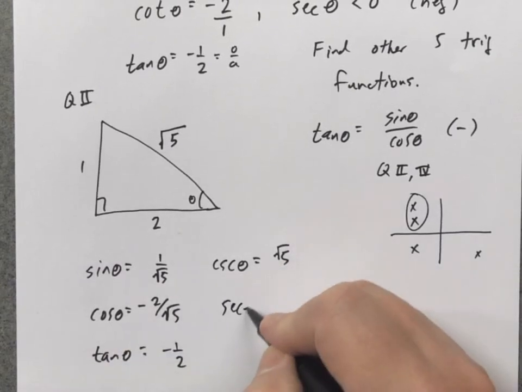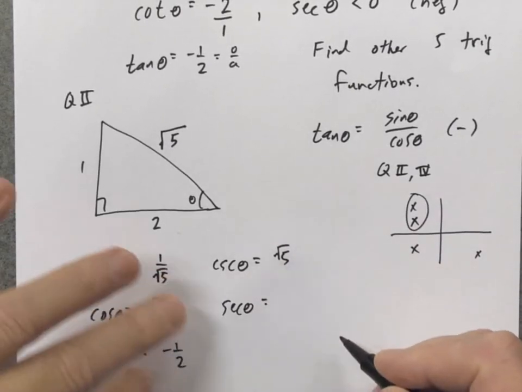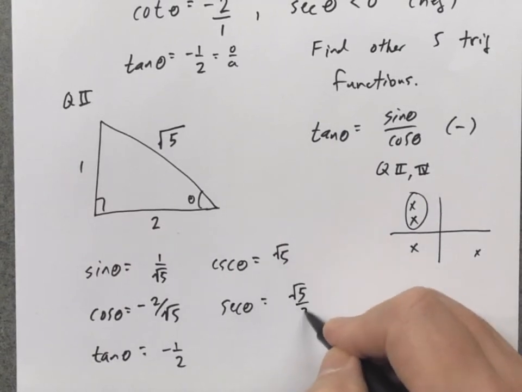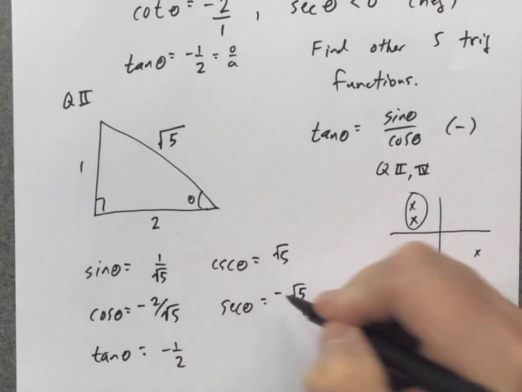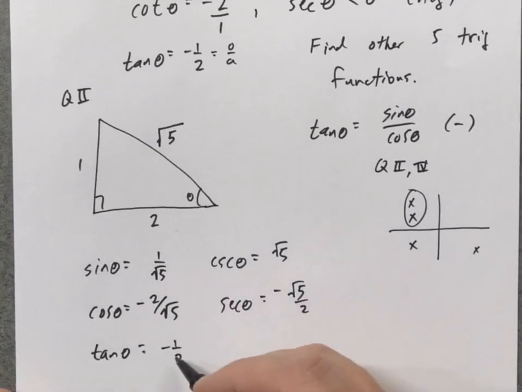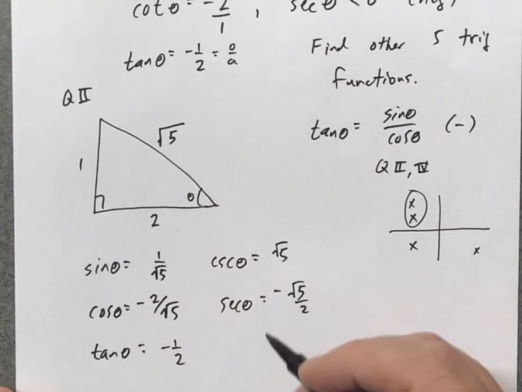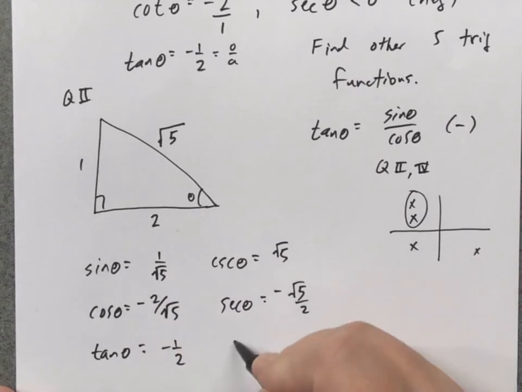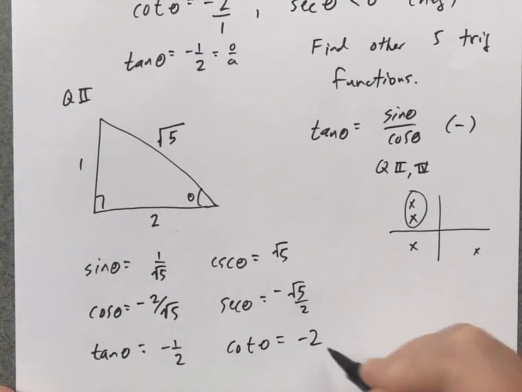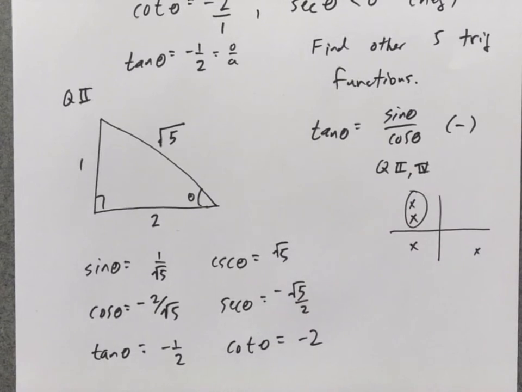Cosine is grouped with secant. Flip the parenthesis, and then since cosine is negative, secant is also going to be negative. And then, of course, we were given this. If you flip the tangent, you get cotangent. And there you go.